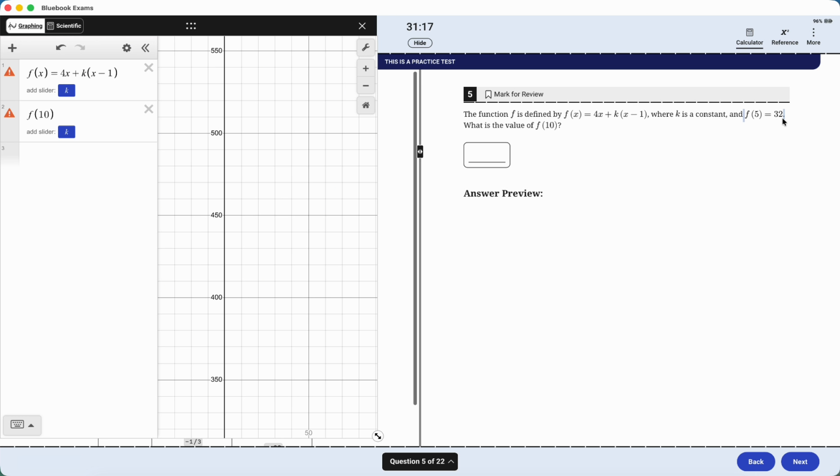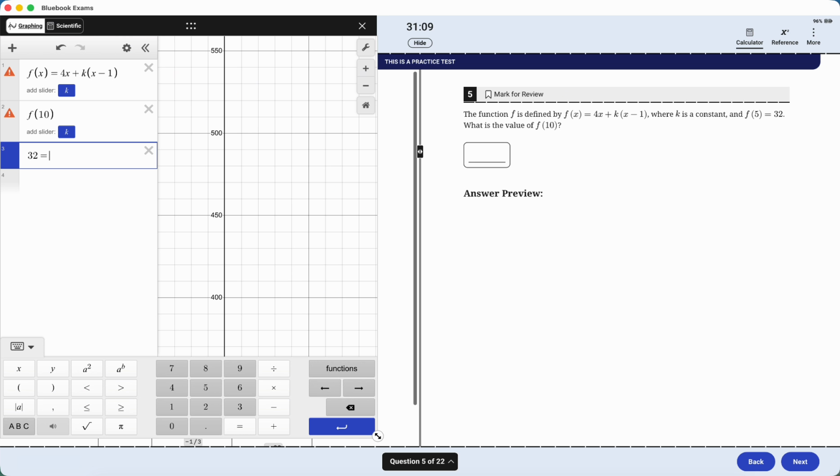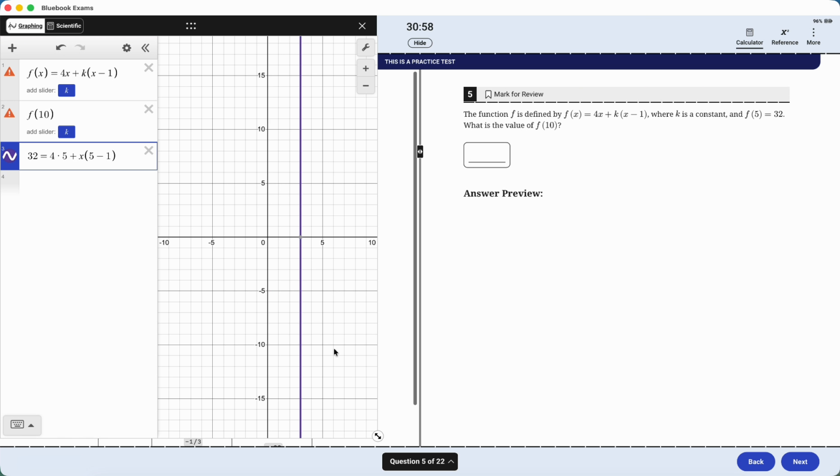You need to understand this function notation. What this is telling you is that if you plug in 5 for x, the result is 32. So you see, the result is 32, so it's going to be 32 equals 4 times 5 plus k times 5 minus 1, right? You can solve this algebraically if you want. If you want Desmos to solve it, just swap out that k, make that x, and then Desmos will solve it. So k is 3.